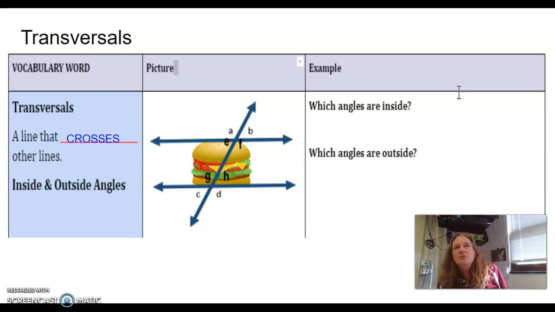Okay, Ms. Barnett, what's with the hamburger? Okay, so Ms. Cintron came up with this brilliant idea.